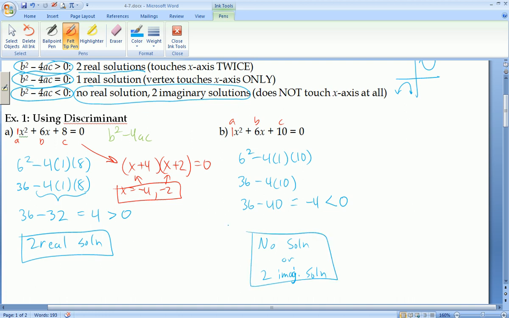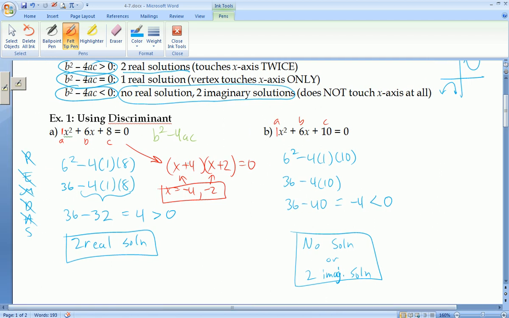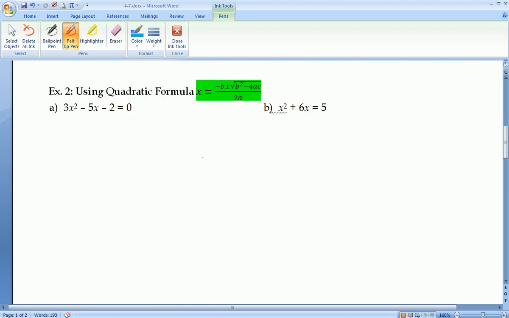Okay. That means that this does not touch the x-axis whatsoever. You can graph it in your calculator and you can see as well that it's not going to touch the x-axis. In example 1a, it definitely touches the x-axis. It's going to touch it at -4 and -2. Okay. All right. Let's move down to example 2 here.